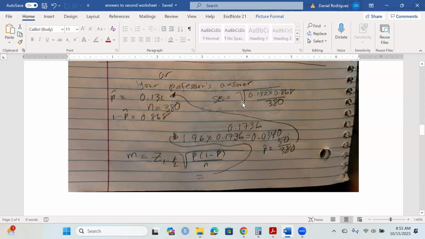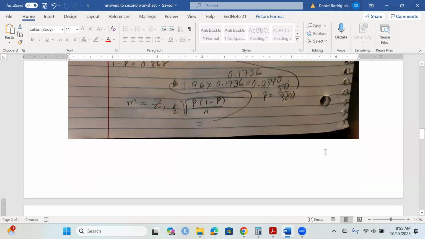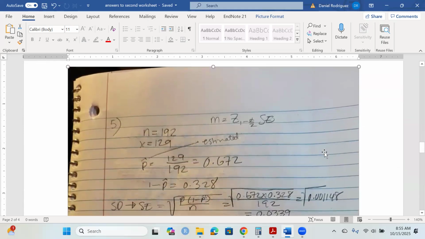So her standard error then would be, sometimes we say Q instead of 1 minus P, so P times Q, 0.132 times 0.868, divided by 380. Take the square root of that, right? That's the standard error. To get the margin of error, it's the z value times the standard error. So I multiply 1.96 times 0.1736 and I get 0.0340. So that's the correct answer.